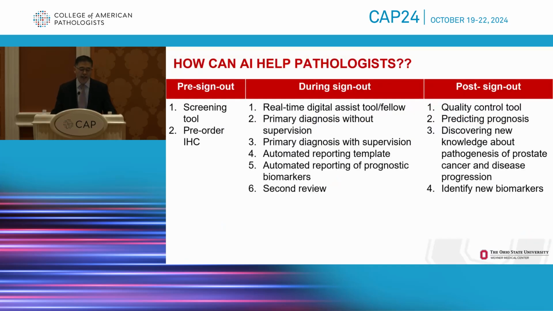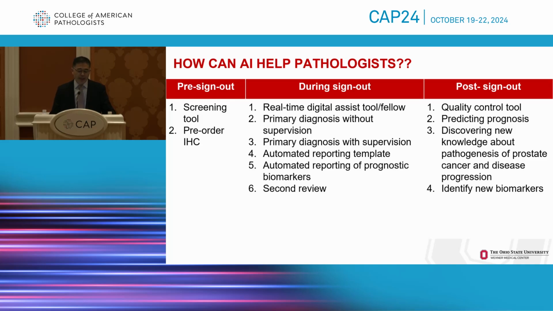And how can this AI help a pathologist? I separated them into three stages: before sign-out, during sign-out, and post-sign-out. Before sign-out, AI can help us screen cases. For example, in cytology, screen Pap smears, urine cytology, or even some surgical pathology, prostate biopsy, breast biopsy, help us screen them for whether there are any abnormal lesions there.